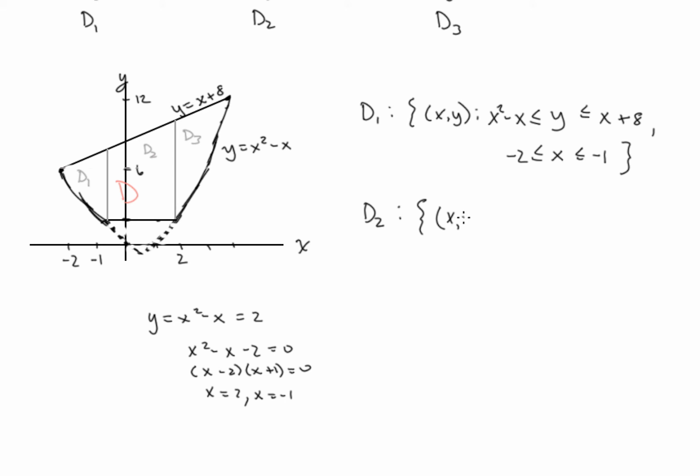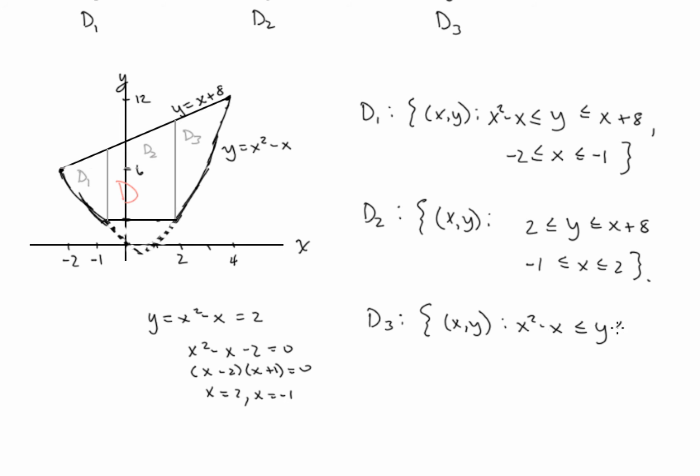D2 has xy such that the top curve is y equals x plus 8, so y goes up to x plus 8, starts down at 2. Y goes from 2 to x plus 8. And x goes from -1 to 2. And D3 is xy such that, again, we've got the same top and bottom bounds as D1, but just a different x interval. This is 4 here. So we've got x squared minus x less or equal to y less or equal to x plus 8. And we've got x going from 2 to 4.